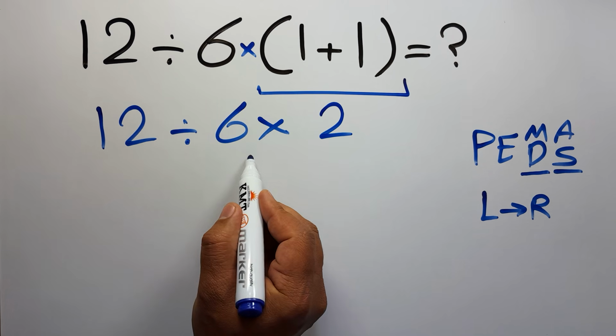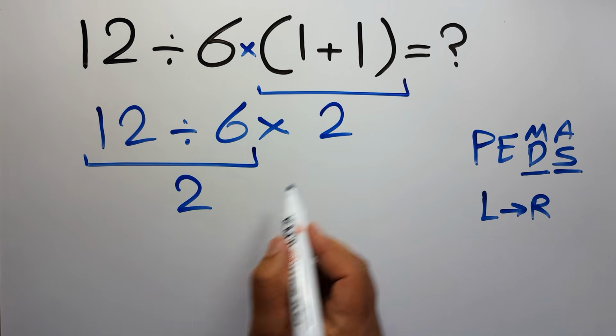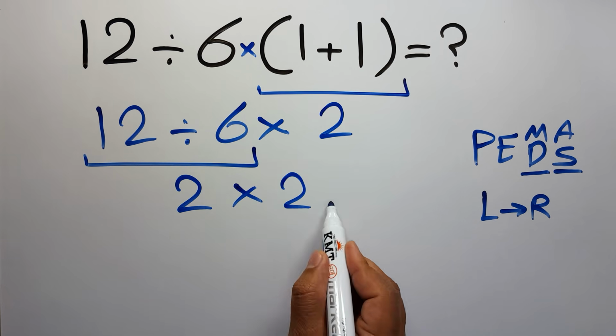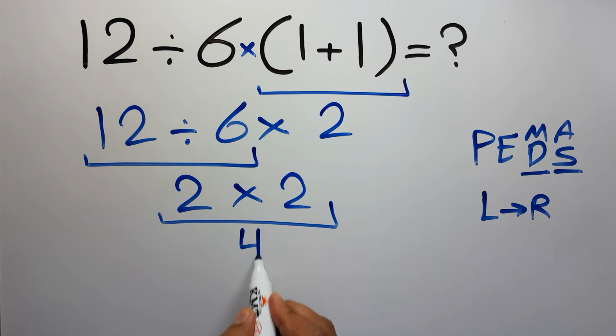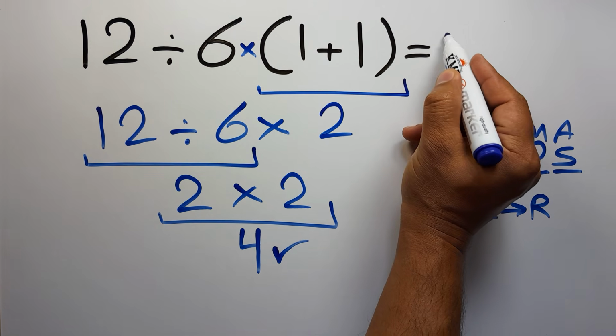12 divided by 6 gives us 2. So we have 2 times 2, which equals 4. And this is our final answer to this problem. The correct answer is 4.